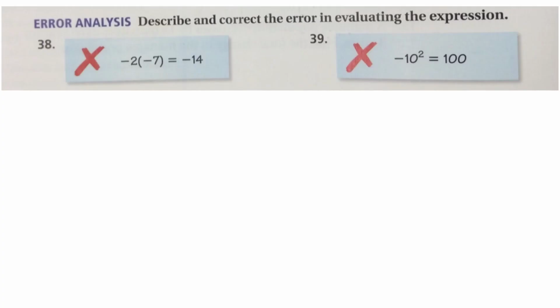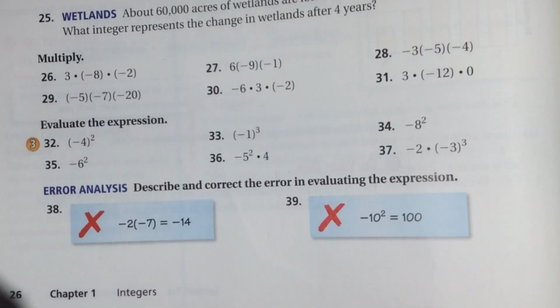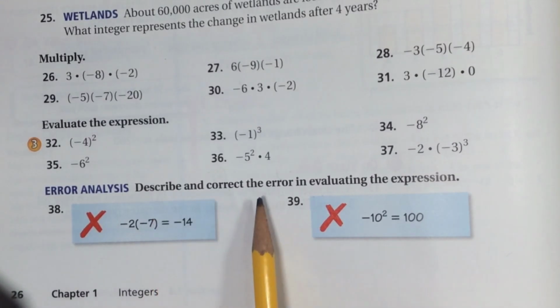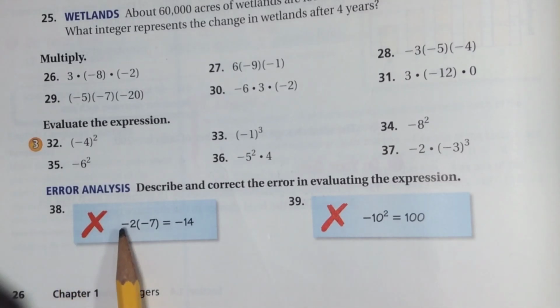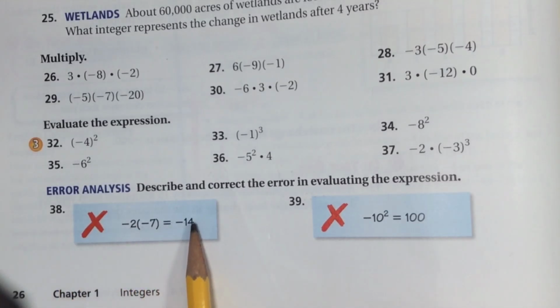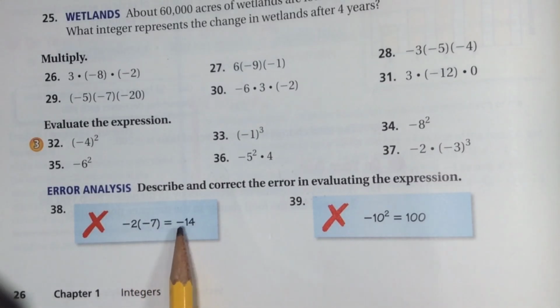Last two problems. Well, in the last two problems here, we're supposed to describe and correct the error in evaluating the expression. So for number 38, they put negative 2 times negative 7 equals a negative 14. Well, that should have been a positive 14 because same sign, positive. And if we were going to describe their error, it's a common error right off the bat for students to think, well, two negatives multiplied together is going to give you a negative, obviously. But that's not correct. So same sign should have been a positive 14.